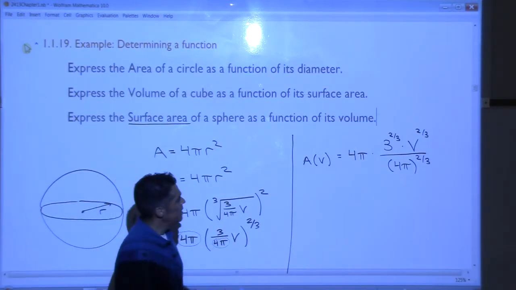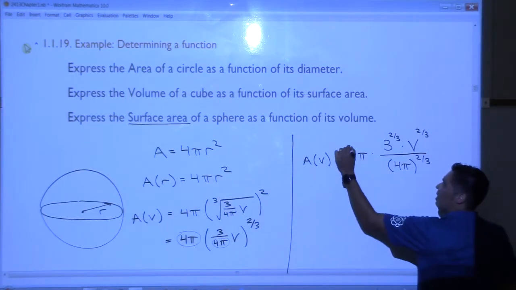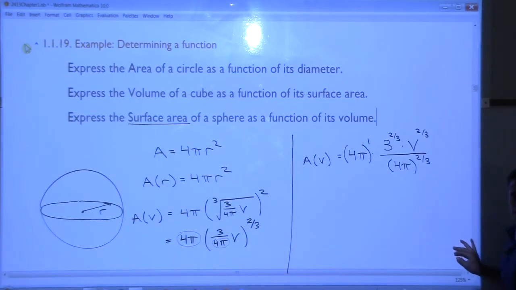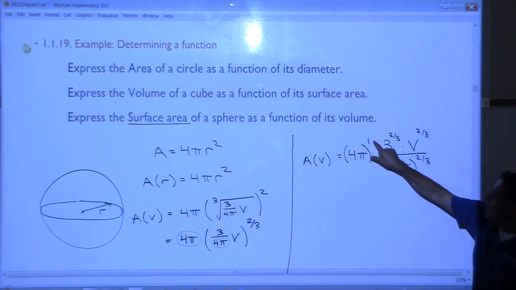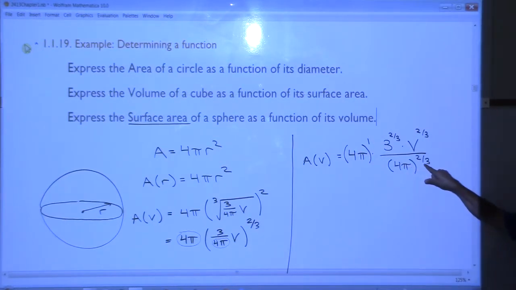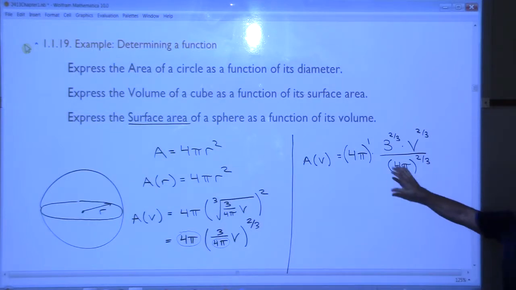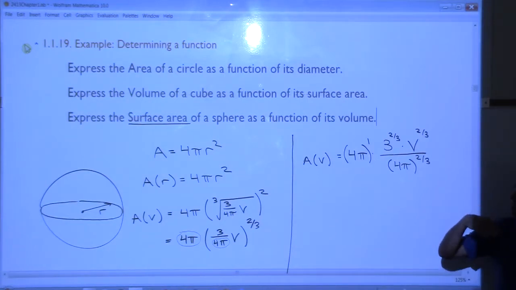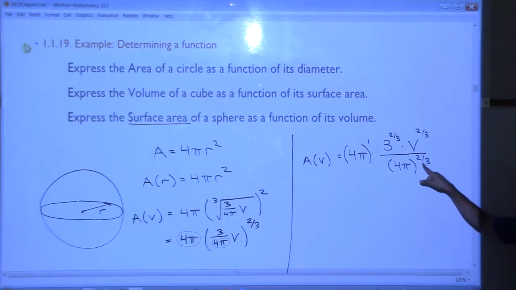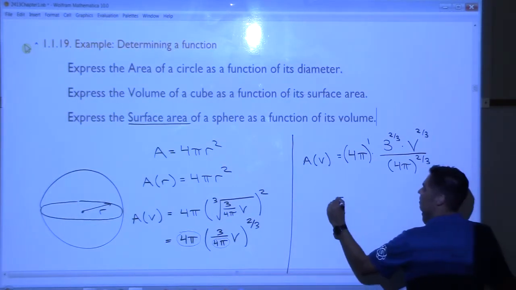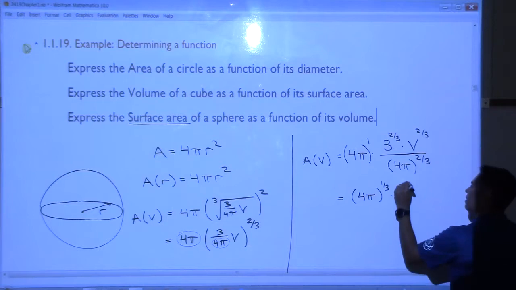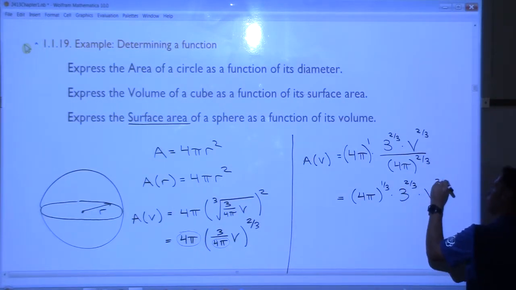Now, the reason I did it is because if you squint your eyes enough, you'll realize that this 4 pi, you could imagine as being raised to the 1, right? And then you have something to a power over something to a different power, right? So what do you do when you have something to a power over the same thing to a different power? What do you do to the powers? You subtract, right? So I'm going to take 1 and subtract 2/3. And 1 minus 2/3 is 1/3. So my next line is going to look like this: 4 pi to the 1/3 times 3 to the 2/3 times v to the 2/3.